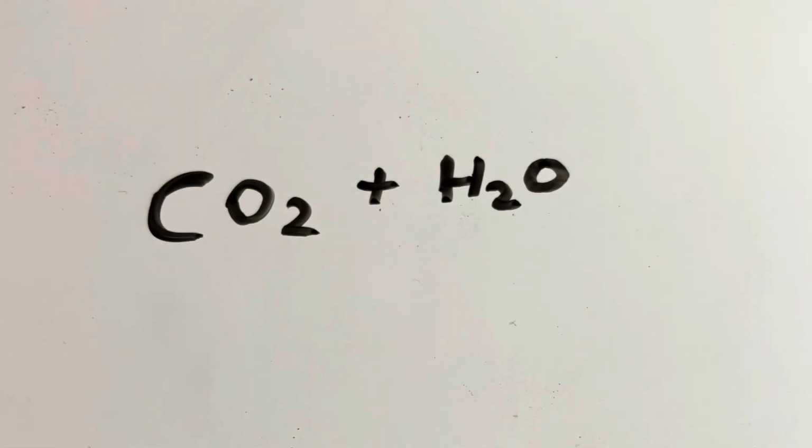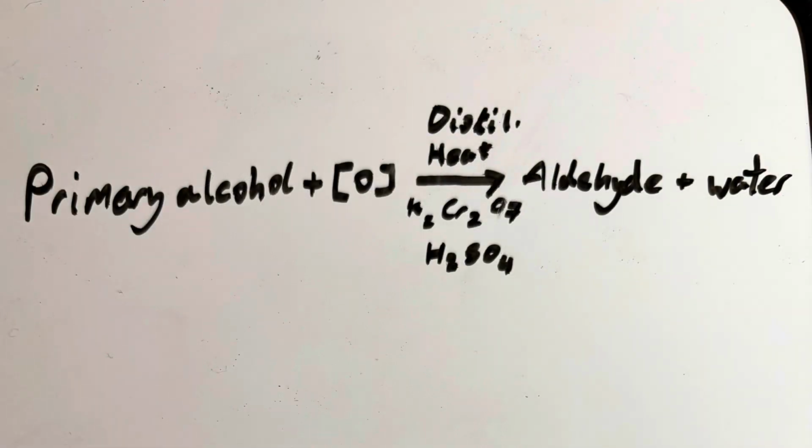Combusting alcohols will give you the same as combusting anything else in organic chemistry. It will give you carbon dioxide and water, and obviously if you have this question in an exam, you'd need to balance it. There are different reactions for primary and secondary and tertiary alcohols. So when you react a primary alcohol with an oxidizing agent, which is probably going to be potassium dichromate, which you can see here, you're going to get an aldehyde and water.